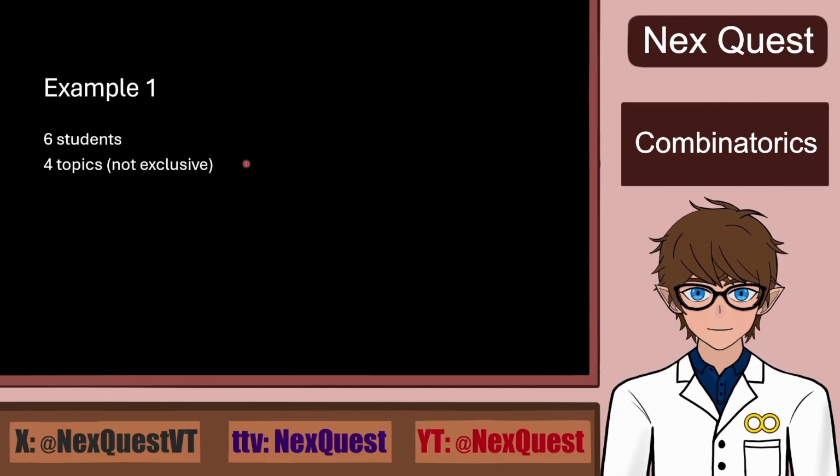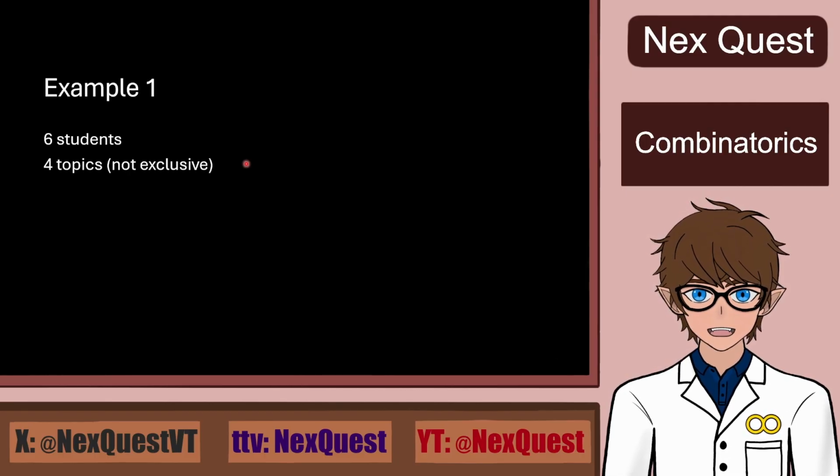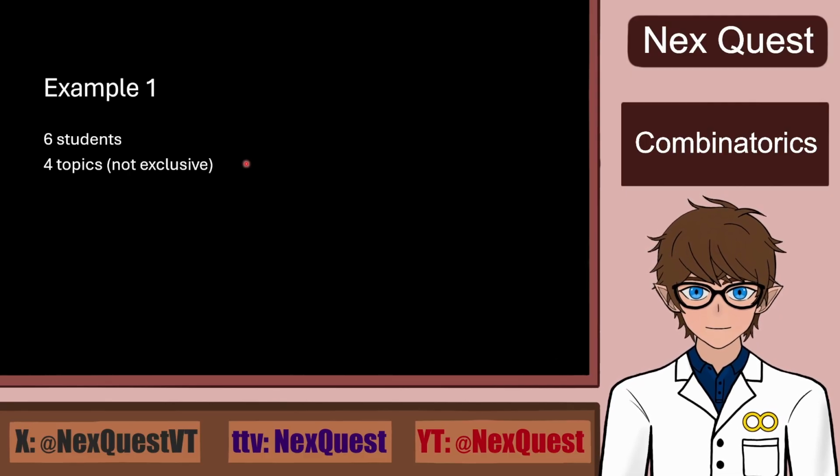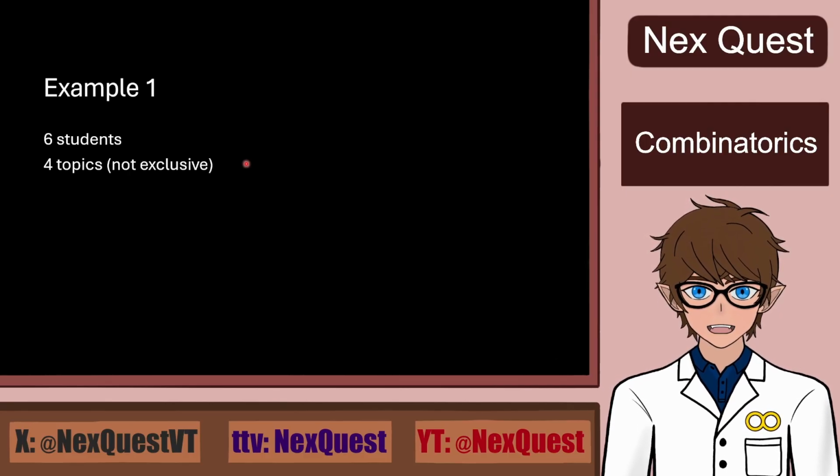So for our first example, we have 6 students and 4 possible different topics to choose from to make a presentation. The topics are not exclusive, meaning that multiple students can do the same topic, but they must do their separate presentations. The question here is, how many possible presentations are there to be made?